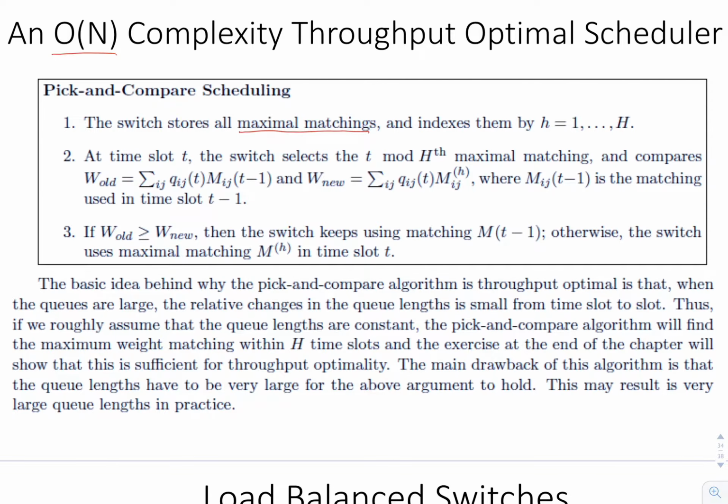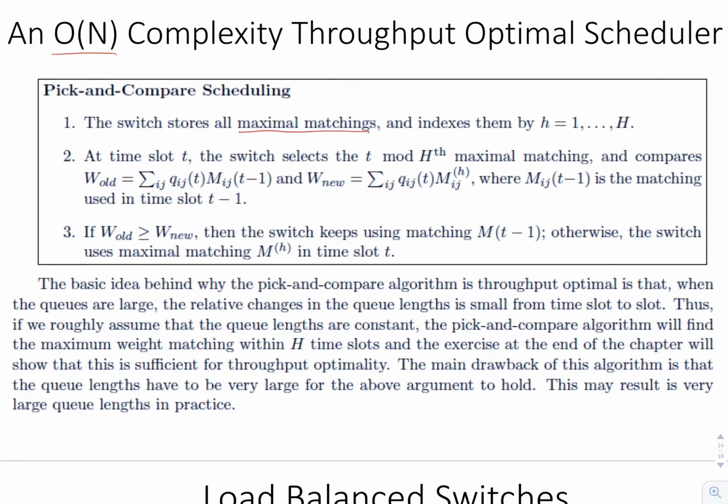Now, why does this idea work? I think this is a very powerful idea because provided queues are large, then the relative changes in the queue lengths will be small from time slot to time slot. Thus, if you found a good matching with a large weight, you could roughly assume that the queue lengths are going to be still large and this matching still close to optimal in the next round. Okay, so provided that we are in this large queue length regime, the pick and compare algorithm will find the maximum weight matching within H time slots.